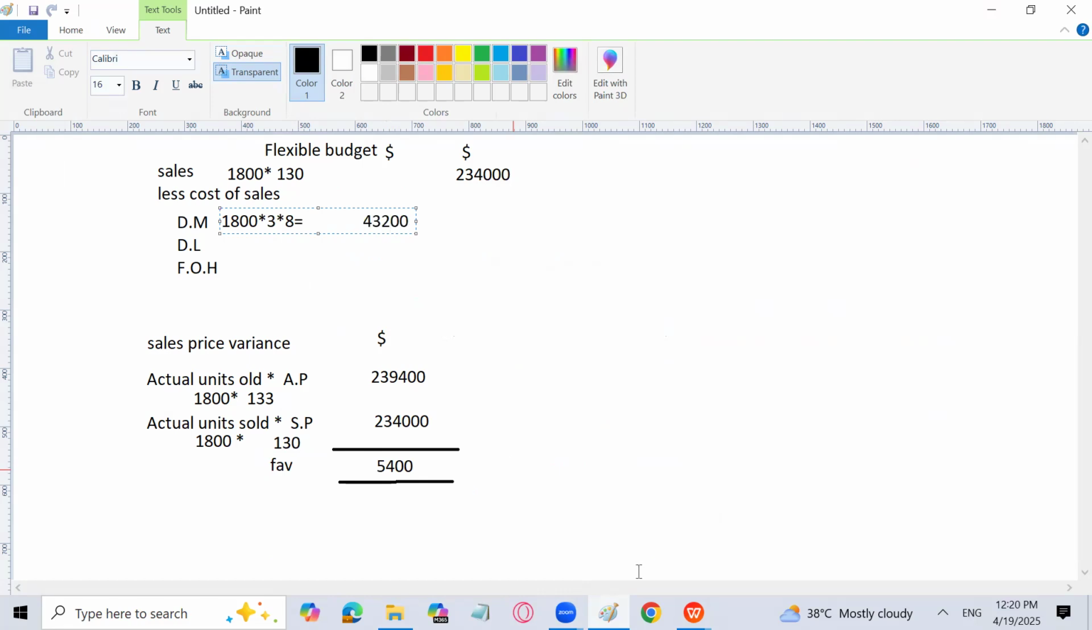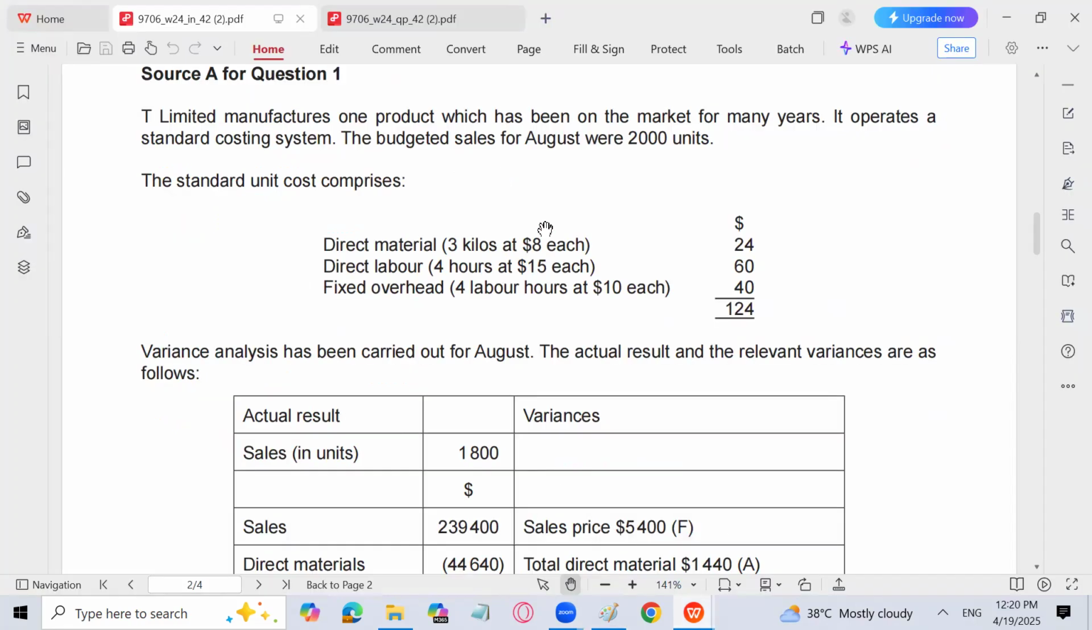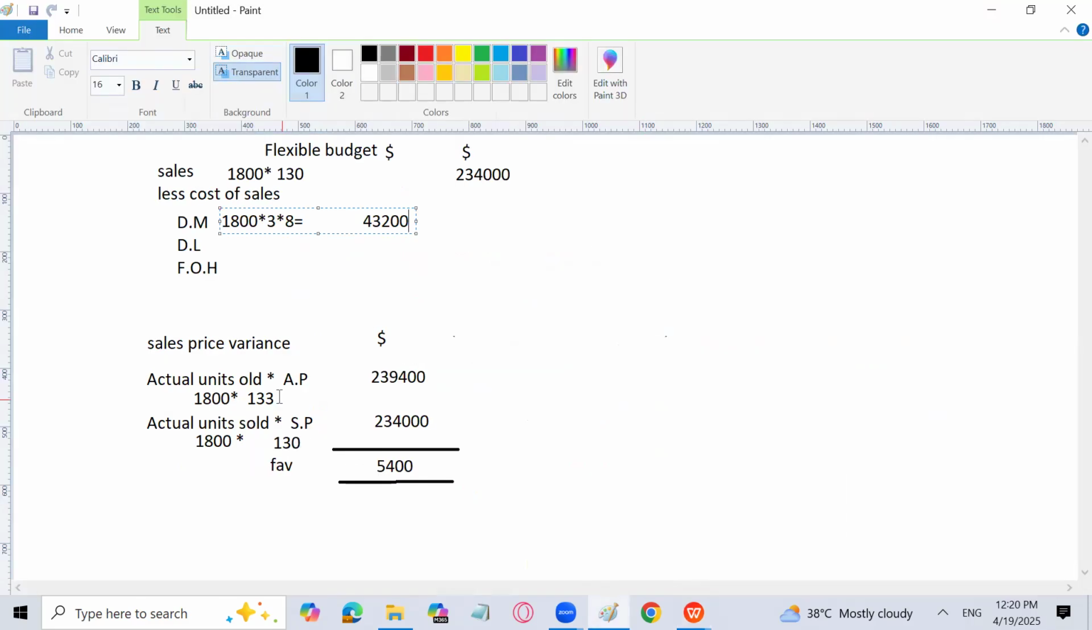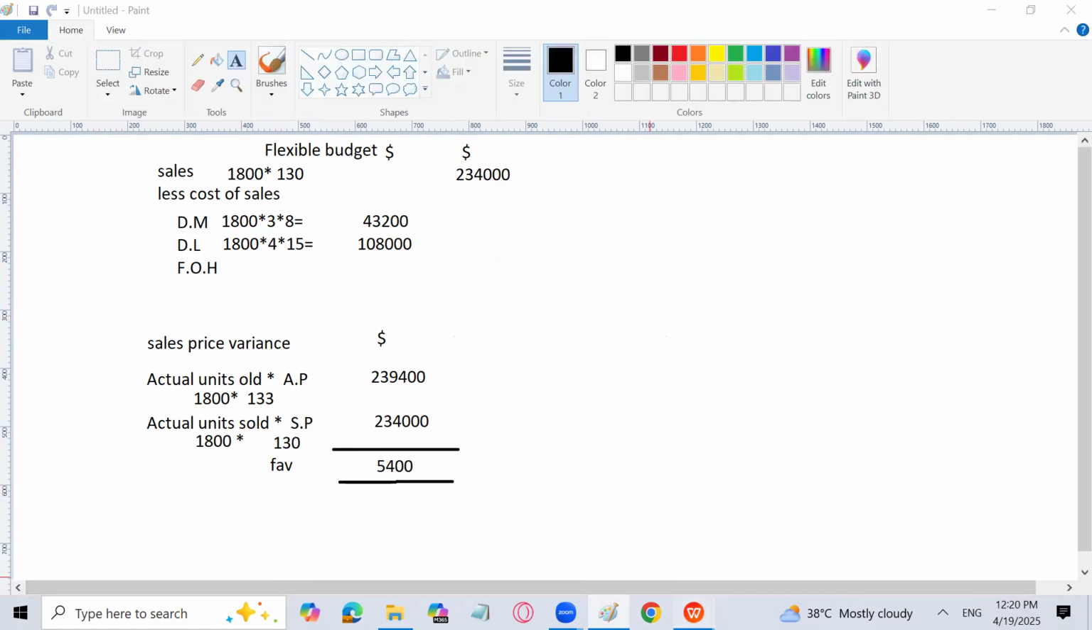Okay, now we'll go with the direct labor. Direct labor, we will have 1800 multiplied by 4 into 15. So let's multiply this. 1800 into 4 into 15, we'll get the amount 108,000. So right here 108,000.